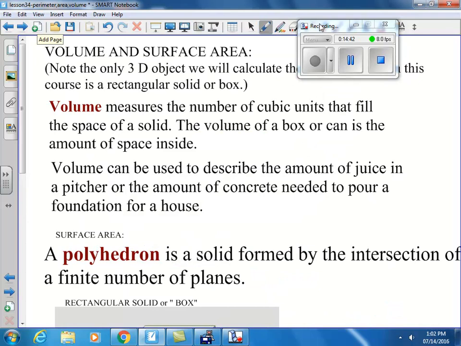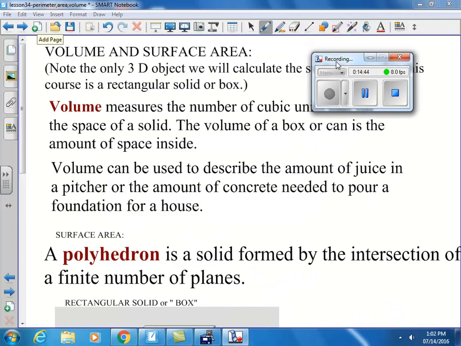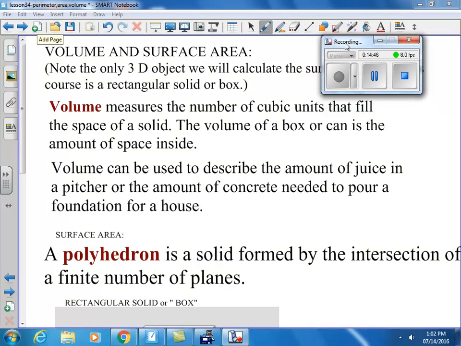Yes, we do. Volume and surface area. So I like to think of volume as like a fish tank. How much water can I put in the fish tank? Volume measures the number of cubic units that fill the space of a solid. The volume of a box or a can is the amount of space inside.